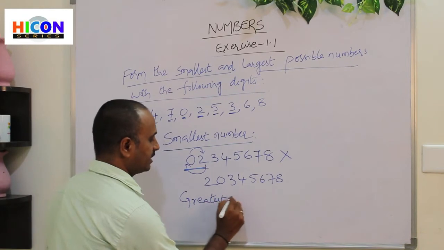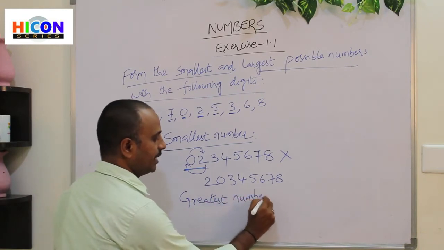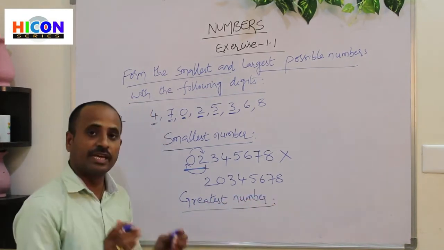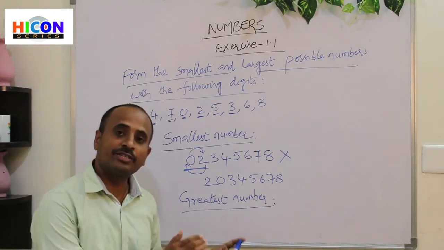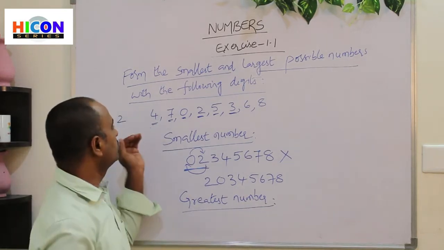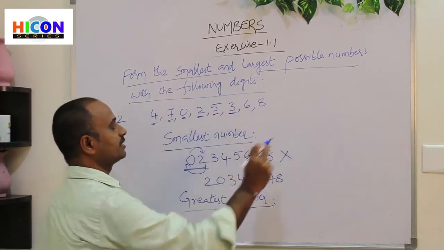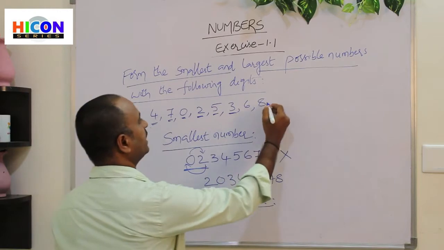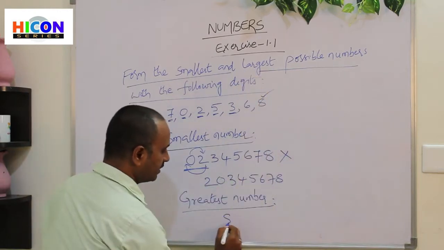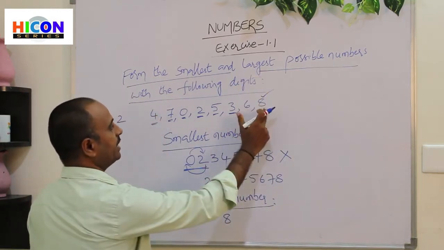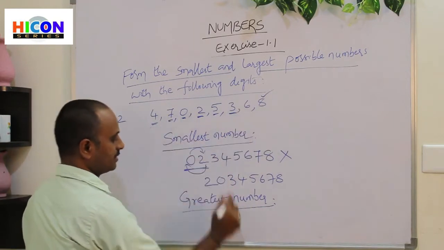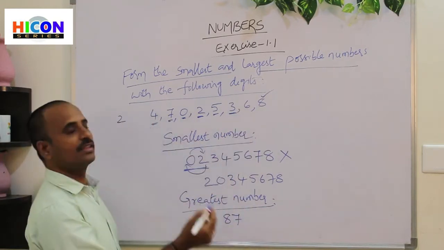So what is the greatest number? So the greatest number can be obtained by arranging the given digits from greatest to smallest. So now arrange the given digits from greatest to smallest. So among these digits, which one is greatest? So 8 is the greatest. So write 8 first. So after 8, which one is greatest? 7 is the greatest. Write 7 in the second place.